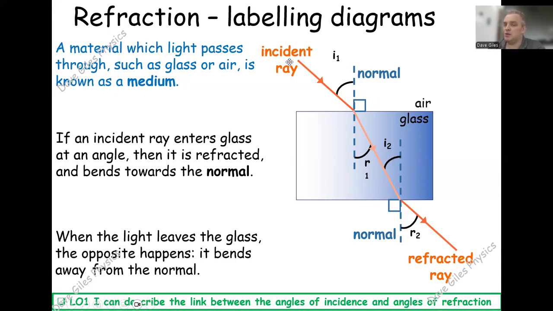So here, you've got light coming in at its usual speed of 3 by 10 to the 8 meters per second. It then slows down in here and then moves towards the normal. This angle here, I2 and R1, should be the same. And then it'll leave at the same speed as entered. So it'll leave with R2 being the same as I1. And it will bend away from the normal here.